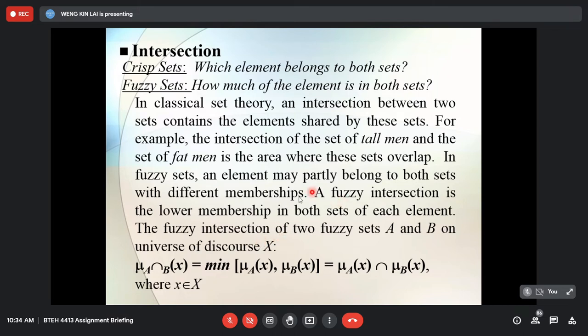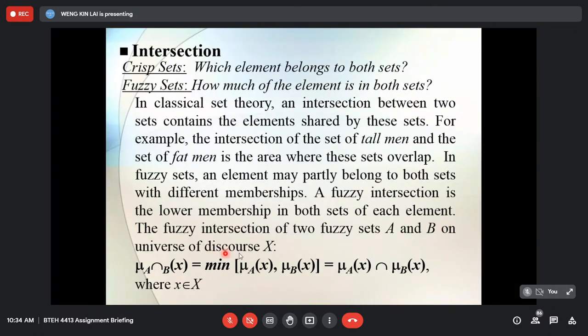A fuzzy intersection is the lower membership in which both sets of each element. So it's a lower membership. So what does it mean? As you can see, mathematically shown below here. So the fuzzy intersection of both two sets A and B. So you have your membership of A, membership of B. Just now early on, we talked about the height, 180 cm, and then belongs to the set of tall men, which is about 0.5. And then the other one was about belonging to the membership for average man, which is 0.1. Right? So you have 0.1, intersection between 0.1 and 0.5, right? So what is the membership when you want to calculate the intersection? It will be 0.1, smaller of the two.